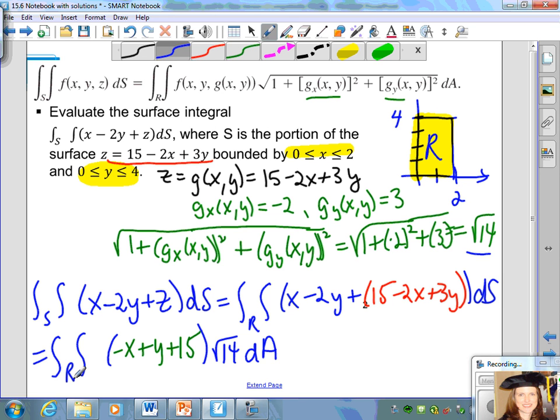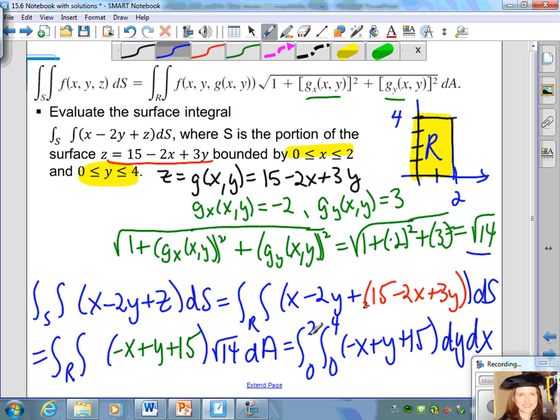And in this case, it really doesn't matter what order to write the differentials for area. We can use dy dx or dx dy. So if we choose the dy dx order of integration of negative x plus y plus 15 dy dx, our inside bounds are for y, and y goes from 0 to 4, and the outside bounds are for x, where x goes from 0 to 2.